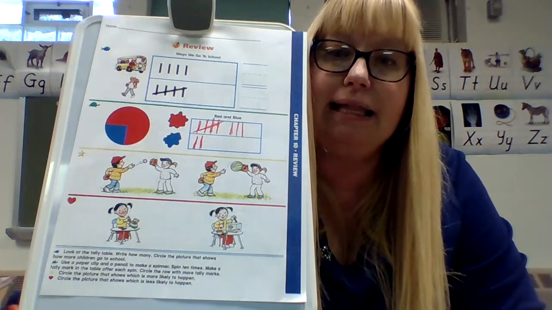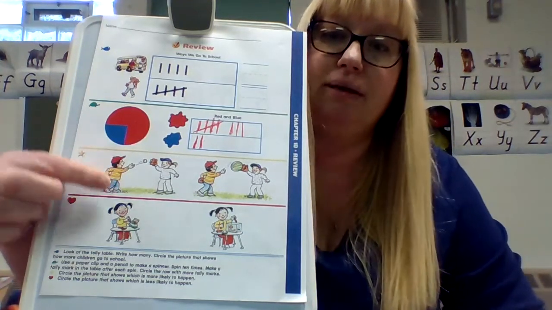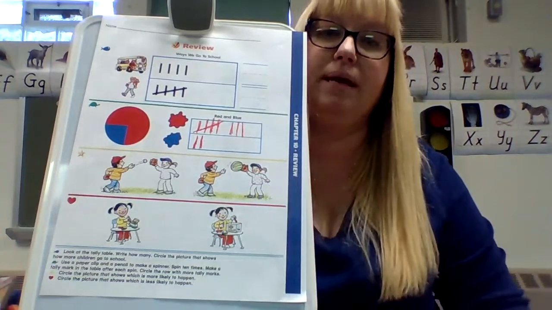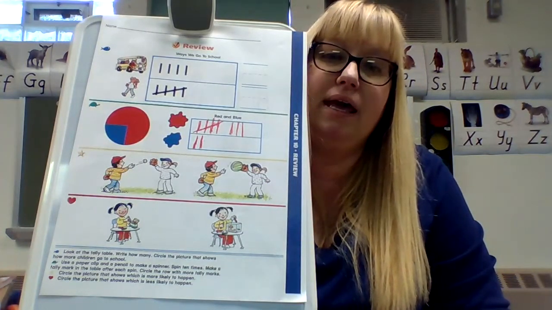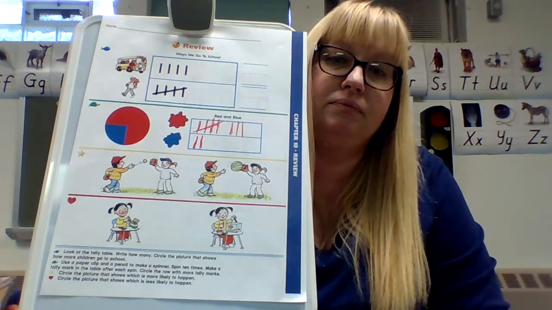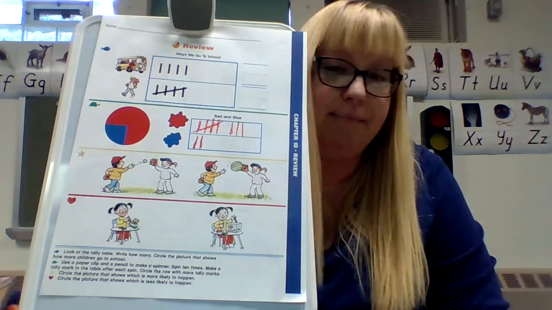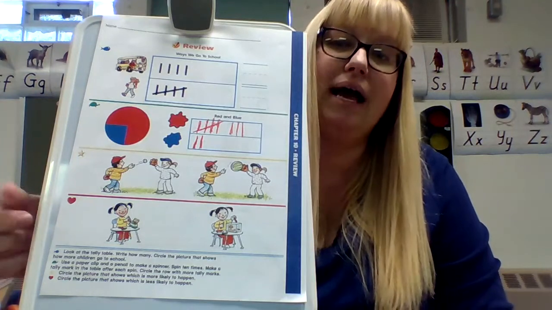What is more likely to happen? This picture or this picture? Circle the picture. A boy throwing a baseball or a boy throwing a watermelon? More likely to happen. Now we're going to go down to the red heart.